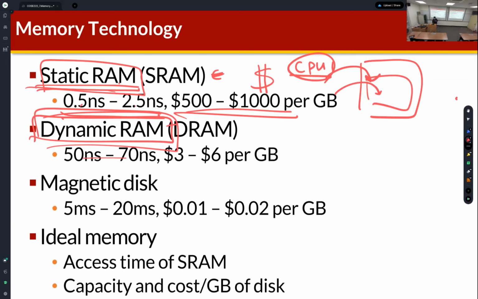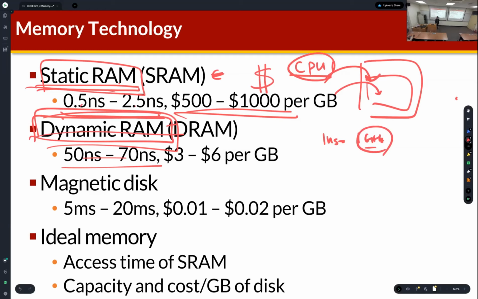If you see this DRAM, you can find the latency of the DRAM is 50 nanoseconds to 70 nanoseconds. 1 nanosecond corresponds to 1 gigahertz, right? It's a clock frequency. So in order to access the data in the dynamic RAM, if we use a 1 gigahertz clock, it will take 70 clock cycles. So it's just slower than the SRAM.